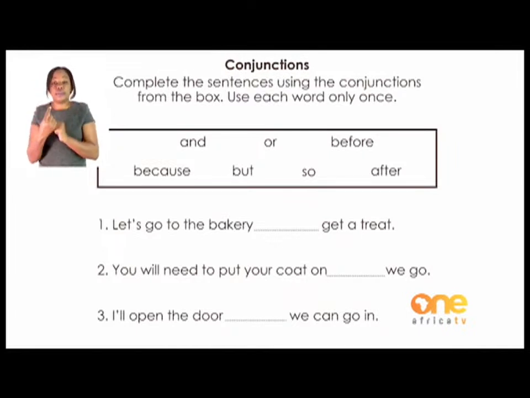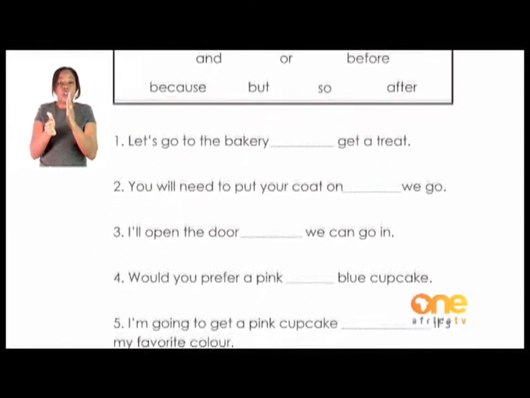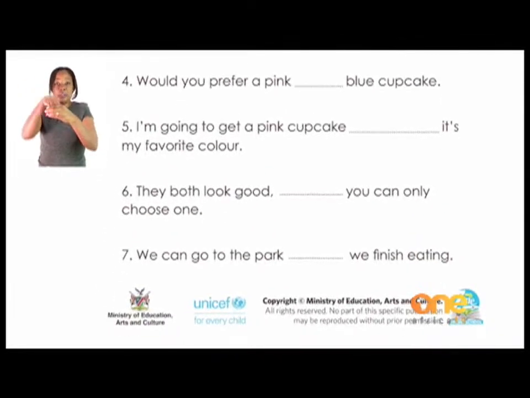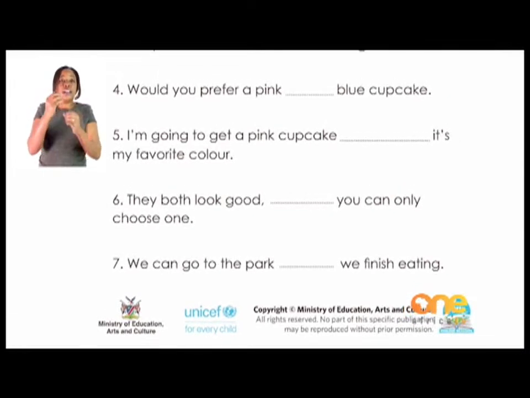Okay, number 2, you will need to put your coat on. We go. Number 3, I'll open the door. We can go in. Number 4, would you prefer a pink, blue cupcake? Number 5, I'm going to get a pink cupcake. It's my favorite color. Number 6, they both look good. You can only choose one. Number 7, the last one, we can go to the park. We finish eating. Which conjunction do you think will best fit the statements? All right. Okay, grade 3 and grade 2 together, you can do that one.